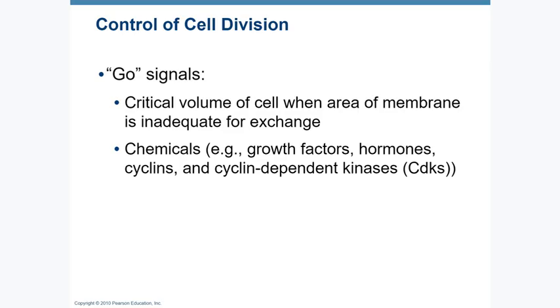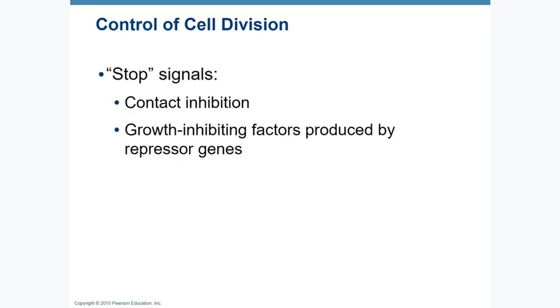way. So critical cell volume of cells will trigger a go signal, and those go signals can come in forms of chemicals like growth factors, hormones, cyclins, and cyclin dependent kinases, or CDKs. And these hormones will then go tell the cells, the cells will take them in, and then go tell the nucleus that it's time to divide.